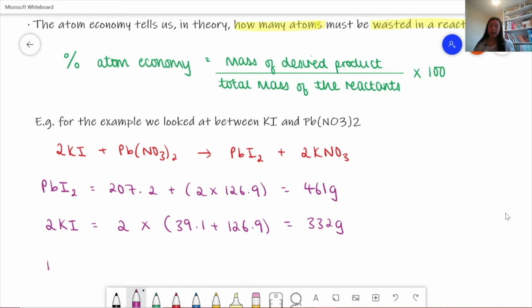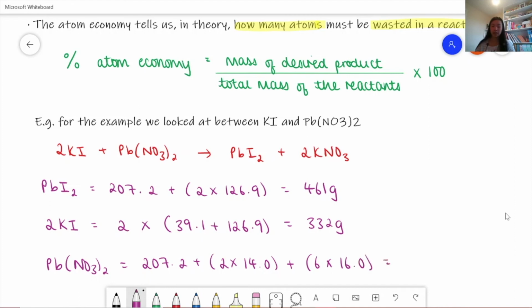And then we have lead nitrate, which is equal to 207.2 plus 2 times nitrogen, which is 2 times 14, plus 6 times the AR of oxygen, which is 16. And this gives us 331.2 grams. And so it's really, really important to remember that we don't work out the mass of the potassium nitrate, which is just the byproduct, because we're looking at atom economy. So actually how many atoms are lost when we want to get to our product, so the one that we actually want.